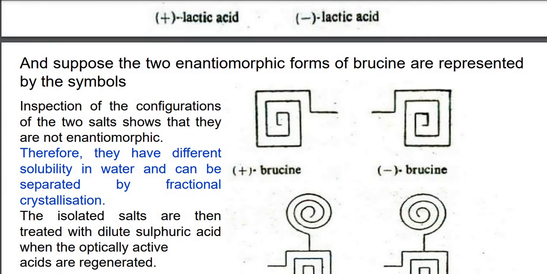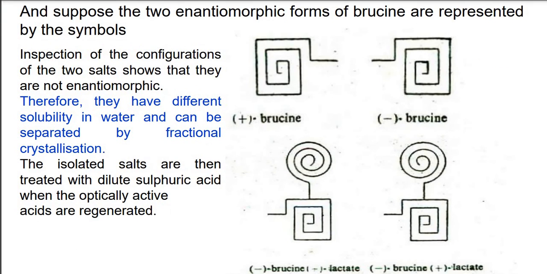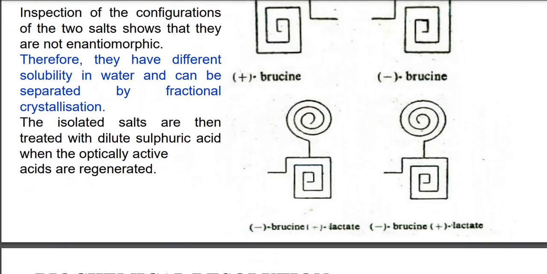Suppose the two enantiomeric forms of lactic acid are represented by the symbols, and suppose the two enantiomeric forms of brucine are represented by the symbols. Inspection of the configuration of the two salts shows that they are not enantiomers. Therefore, they have different solubility in water and can be separated by fractional crystallization. The isolated salts are then treated with dilute sulfuric acid, and the optically active acids are regenerated.